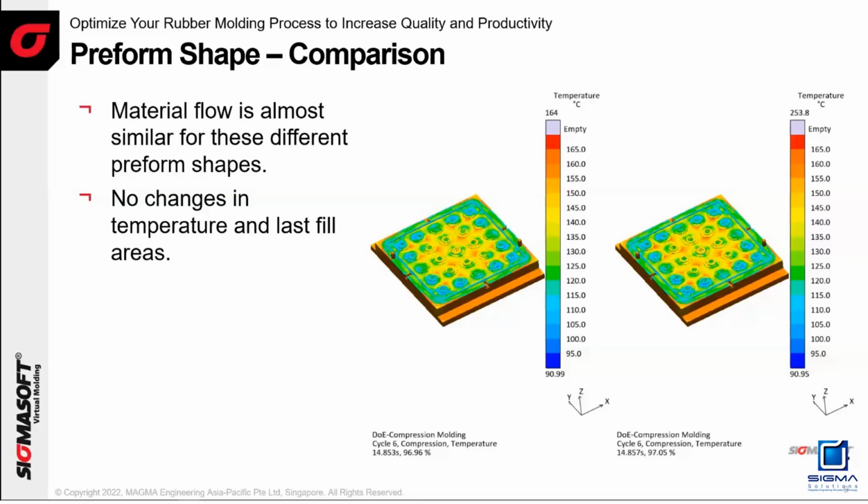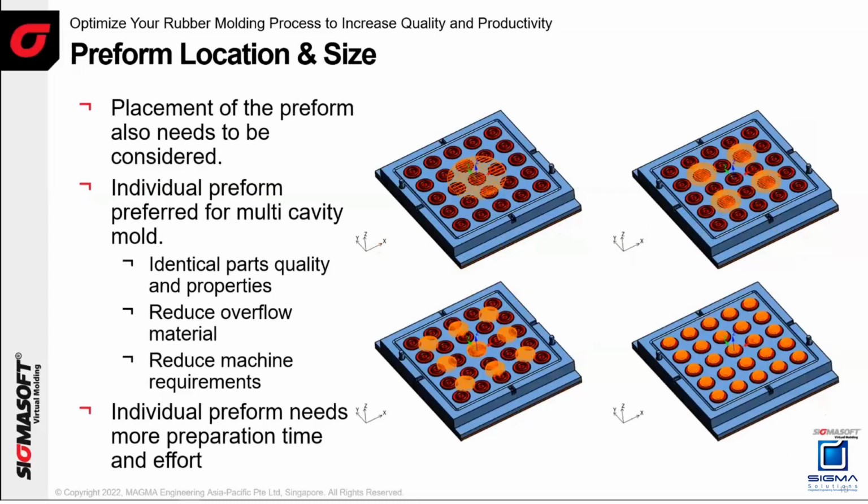But when we have a different location and size, they also need to be considered. Apart from the shape, the size and the location are also important. Most of the time, we prefer individual preforms for the multi-cavity mold because that will give an identical distribution of material. The temperature and pressure will be similar in all the cavities. The overflow will be reduced, all these things. But to make the preforms takes time. So that is one of the disadvantages of having more preforms.